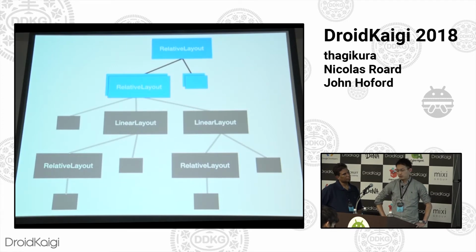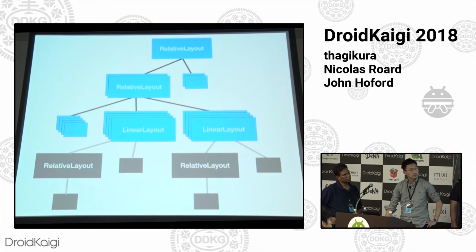So if you have multiple nested RelativeLayouts, the number of measure calls increases exponentially like this, which makes things really, really bad.